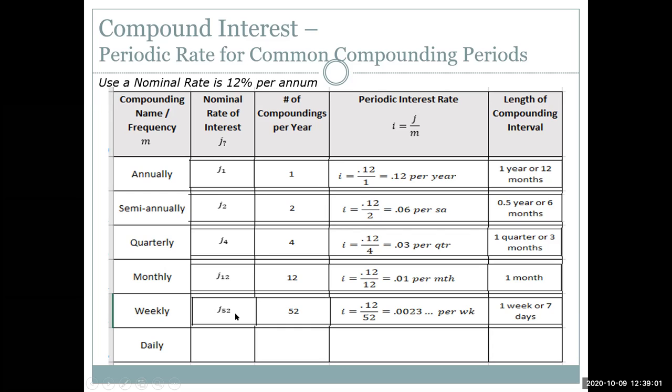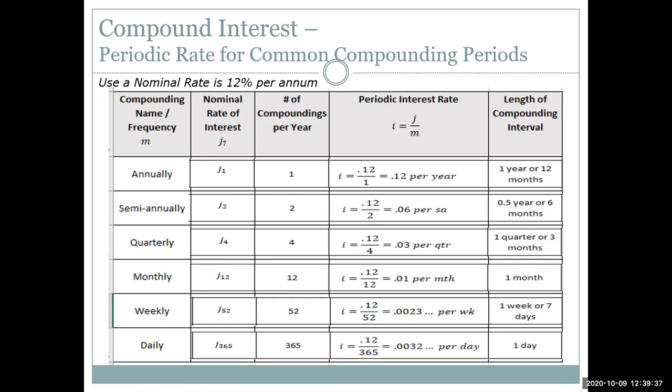If we had a weekly nominal rate, there would be 52 weeks in a year. We wouldn't worry about the 365 days versus 364 days type of detail. We'll just use 52 per year. So J52 is the symbol. The periodic rate is 0.12 over 52, or 0.023 with all the decimals. The dot, dot, dot means I'm using all the decimals that come after. And what's my compounding interval? It's 1 week, or 7 days.